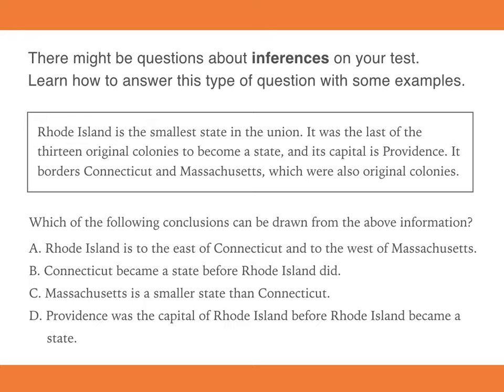Option D says Providence was the capital of Rhode Island before Rhode Island became a state. Providence as the capital of Rhode Island was actually mentioned, but it didn't specify any sequence, like when it was established and whether it was established before Rhode Island had officially turned into a state. So this one, as well, can go.